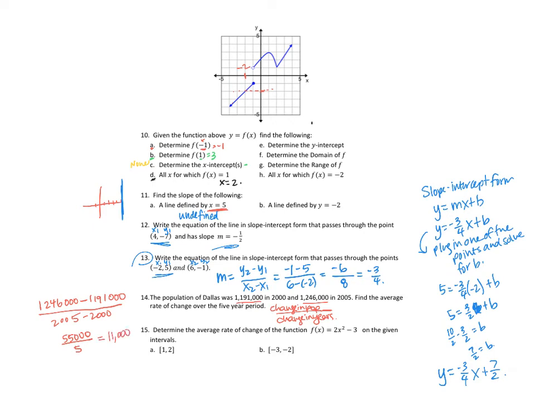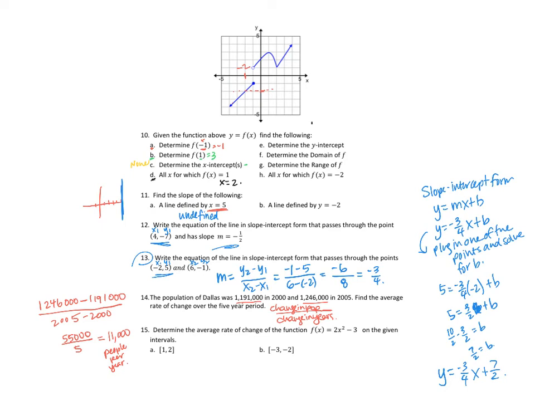Let's think about the units of that. What does that mean? Well, what were the units of the top? The units at the top were people, and the units at the bottom were years. So the units of this 11,000 are people per year. So what does that mean? That means the population is growing because that change in people per year is positive. And it's growing by approximately 11,000 people each year in that 5-year period.